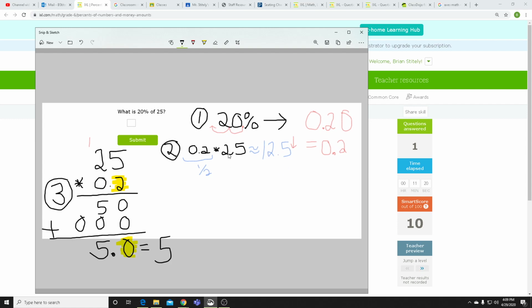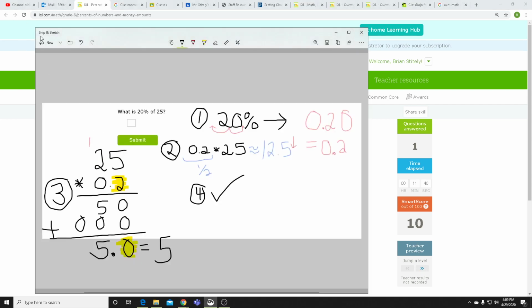All right, we said it would be kind of close to 12.5, but a little less. Seems to work. So our estimate, that was step 4, check with that. That works. Okay, so you should get 5 for your answer.